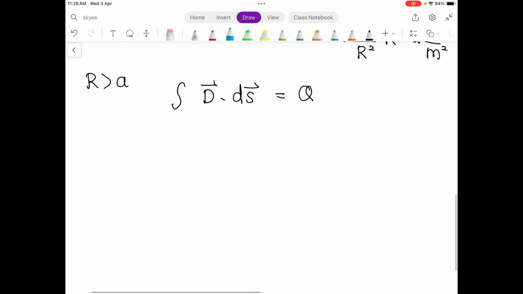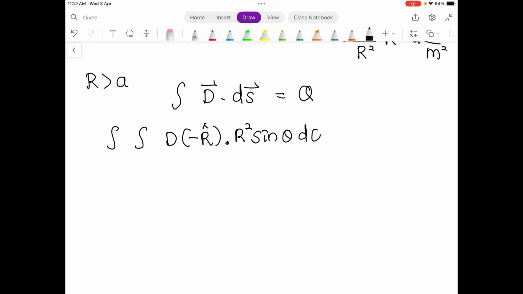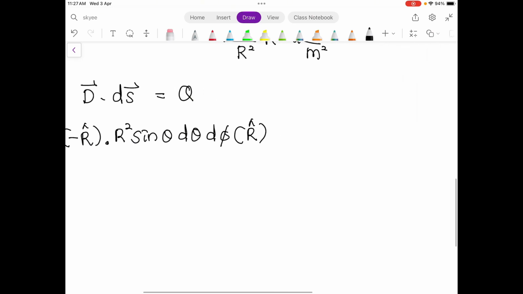Right. So over here, what we will do is write down the same thing. And our D is in the negative R direction, dot product with R squared sine theta d theta d phi and unit vector R. So I think I don't need to explain this. You already know.